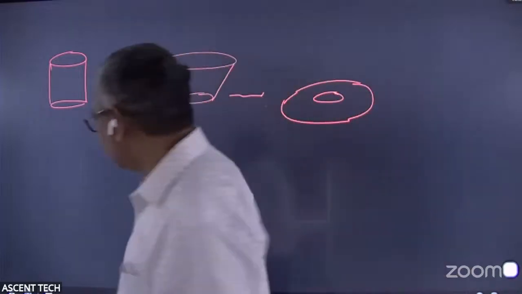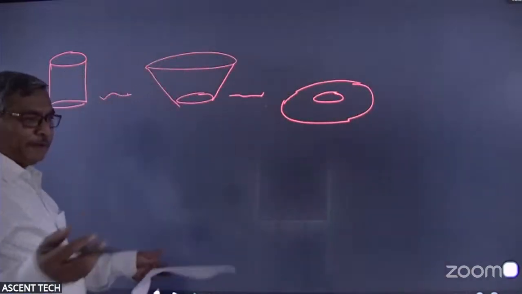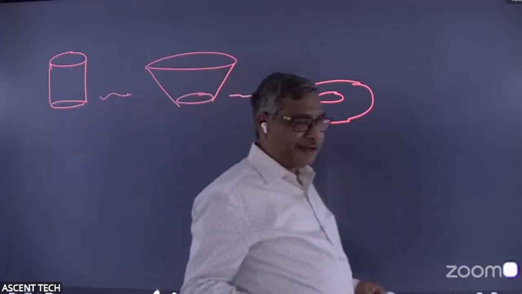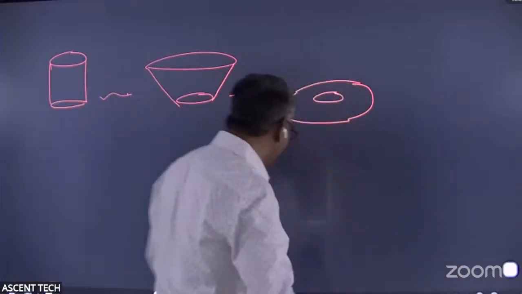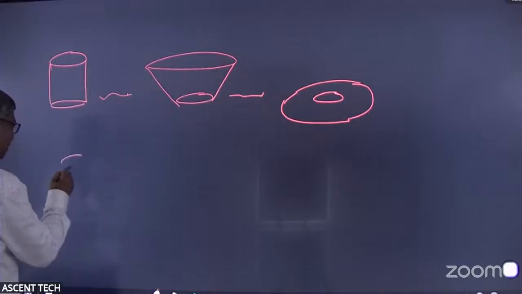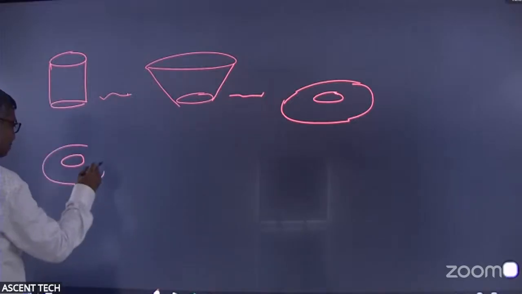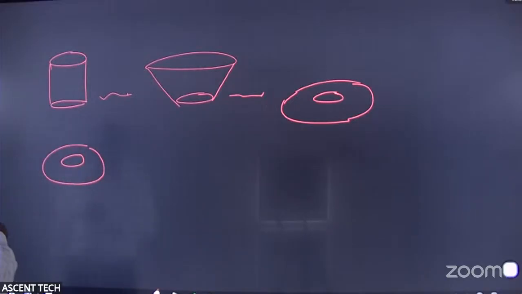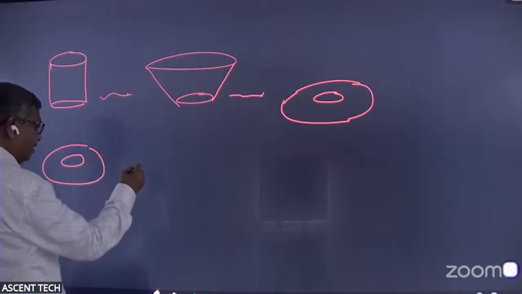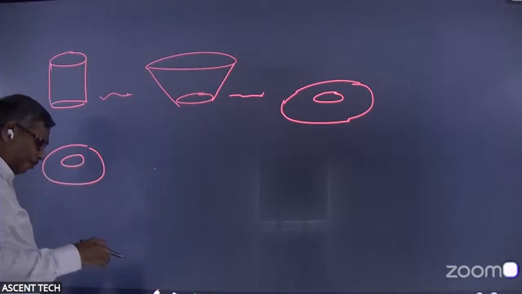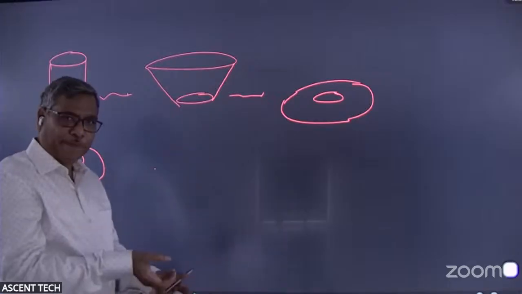A donut, for example. I'm sure everybody knows a donut, right? It's a torus, really. You have a donut like that. I want to deform this donut. There is a hole here, right? You know what a donut is, right? It's like a ring-shaped thing.